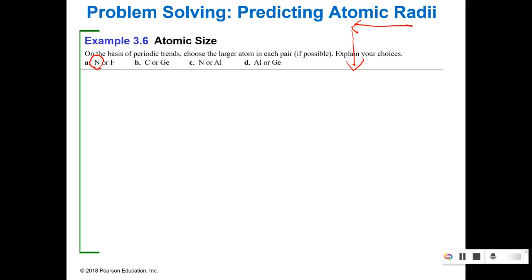So, of the pair, which one is larger, nitrogen or fluorine? It's going to be nitrogen because it's closer to the left-hand side of the periodic table. Carbon or germanium, that one's going to be germanium because it's farther down. Nitrogen or aluminum, it's going to be aluminum. Not only is it farther down, but it's also closer to the left. And then aluminum and germanium, they're going to say you can't tell.